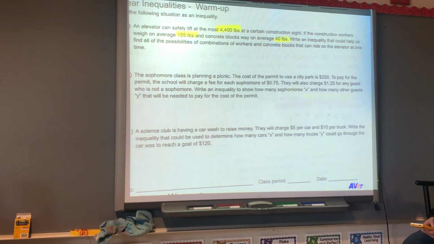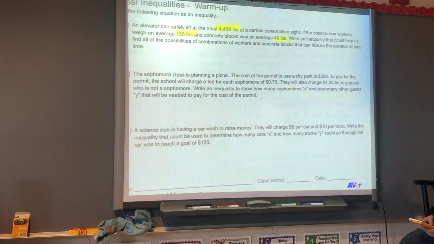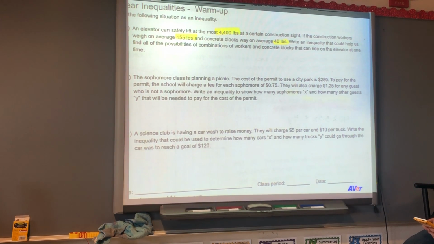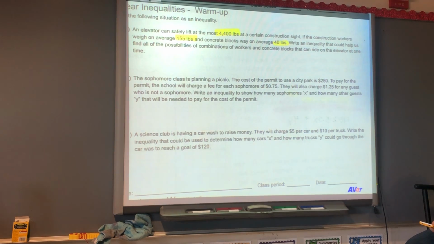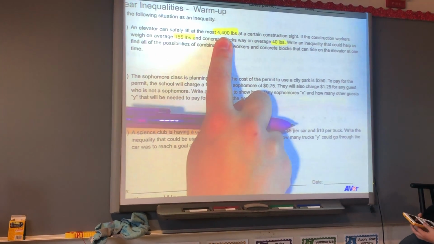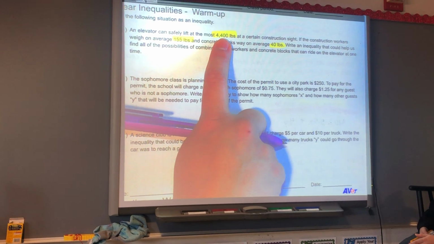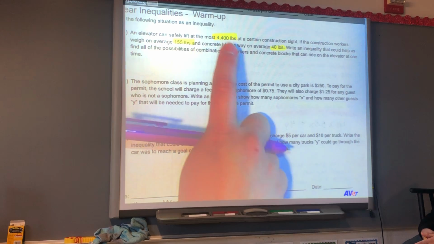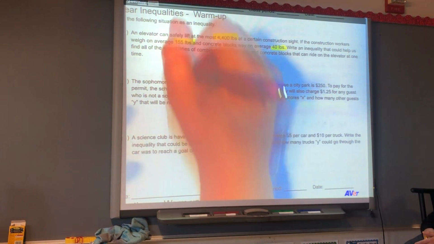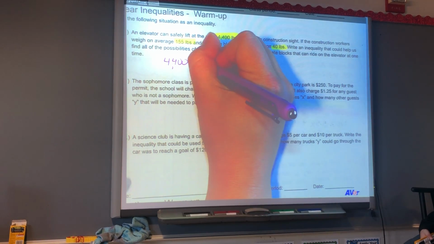So obviously you don't want too many people riding on the elevator or else it will not work and it'll fall, and that's scary. So they have to make sure that we have a nice balance. So if I'm trying to equal 4,400 for my elevator, can I be smaller than that number or bigger than that number? Smaller. I have to be smaller. I can't be bigger or the elevator breaks. So I have 4,400 and I need it to be the biggest number possible.